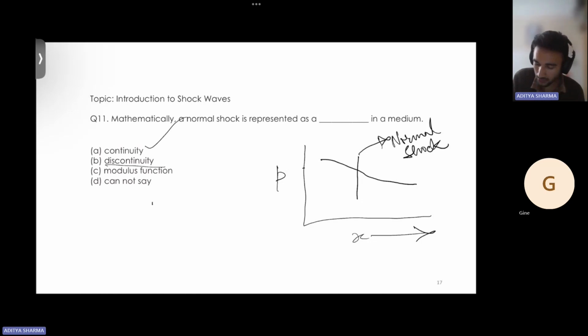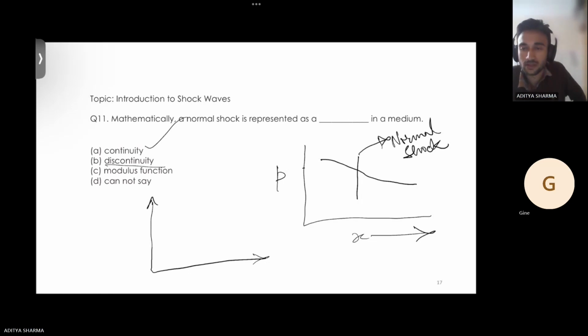I believe you all understand what the discontinuity is, right? In mathematics, in this calculus topic, we study this, right? Arshad? Step function. Okay, yes. Wait.